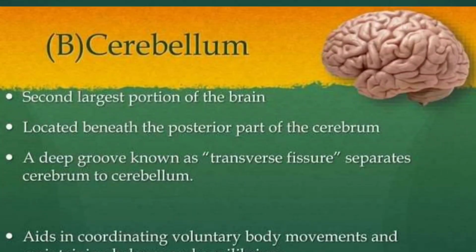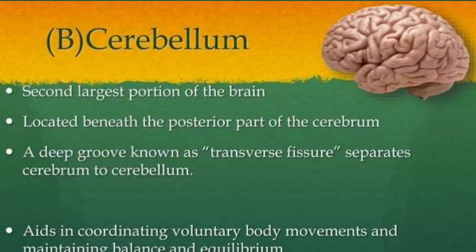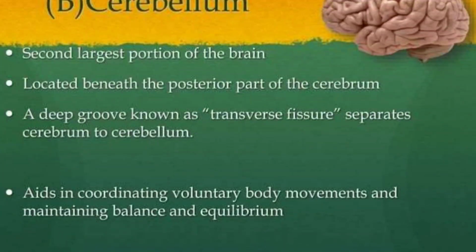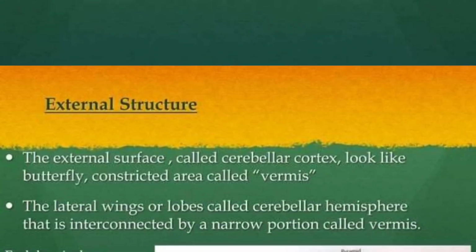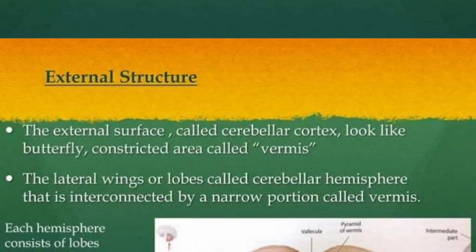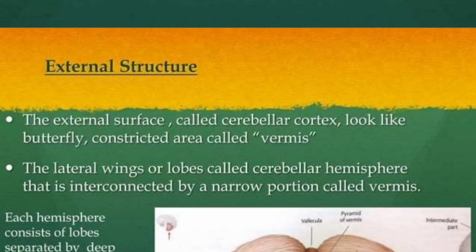Cerebellum, second largest portion of the brain, located beneath the posterior part of the cerebrum. A deep groove known as the transverse fissure separates cerebrum from cerebellum. It aids in coordinating voluntary body movement and maintaining balance and equilibrium. External structure: the external surface, called the cerebellar cortex, looks like a butterfly. The lateral wings or lobes are called cerebellar hemispheres, interconnected by a narrow constricted portion called the vermis.